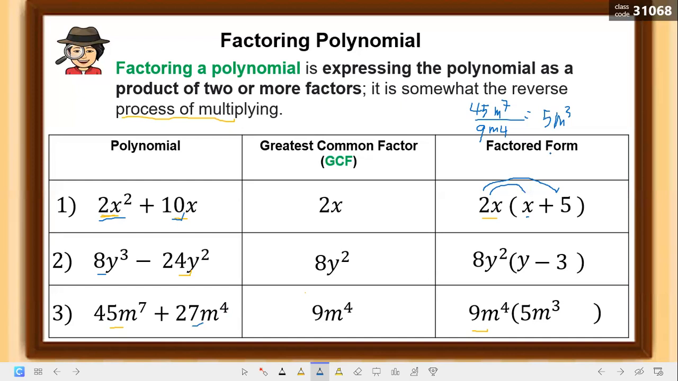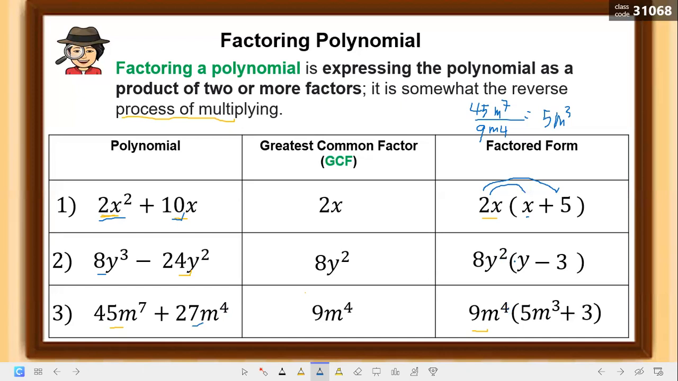Sige, balikan natin. Bakit siya wala ng M? Cancelled out na po. Very good. Kasi remember, magkaparehas po kasi sila ng degree, kasi 4 minus 4, 0. 1 na yung value kasi 1 times 3. That is simply 3 na lang. Wala na po yung M.